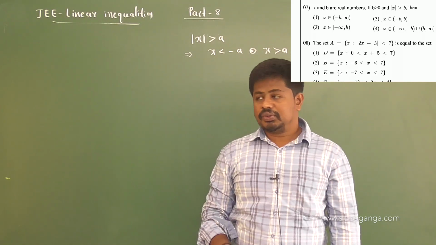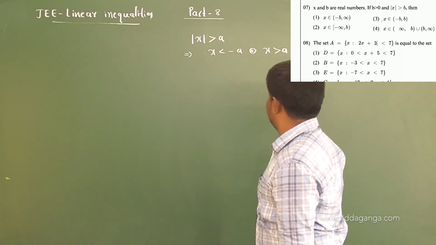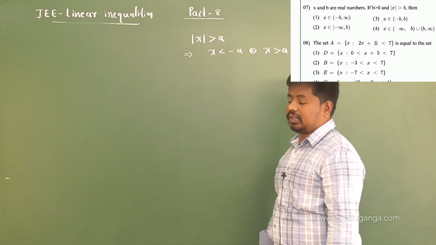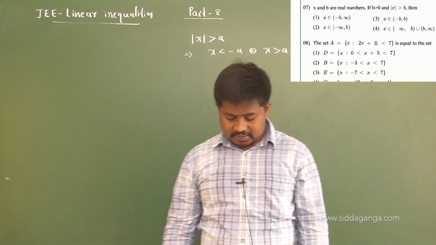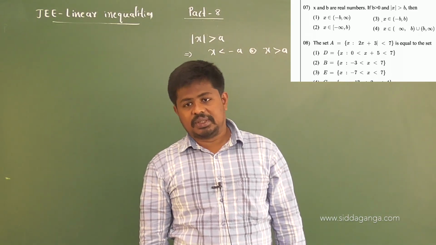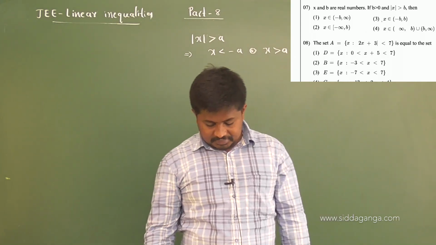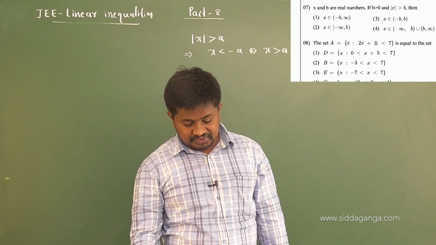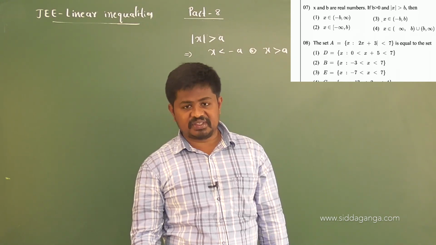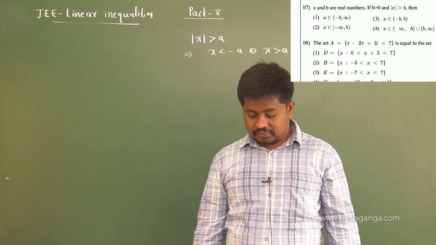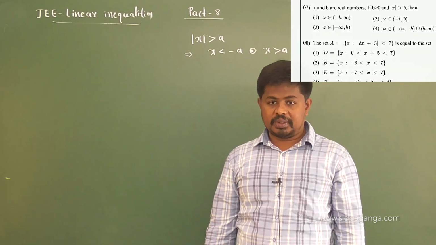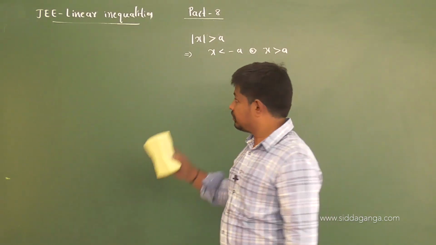Okay, so you mean minus infinity to minus a union a to plus infinity. This is a standard result we discussed in the last class. So option fourth is the correct one. Minus infinity to minus b union b to plus infinity. Instead of a, in this question we have b, that's it. Okay.